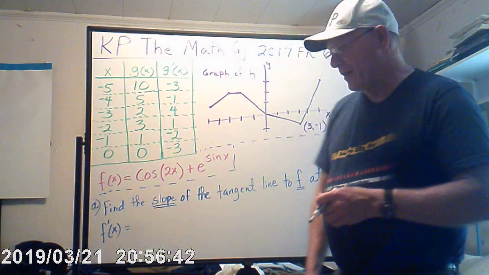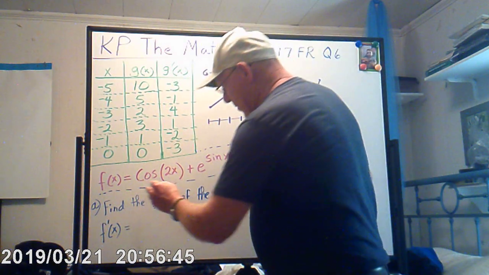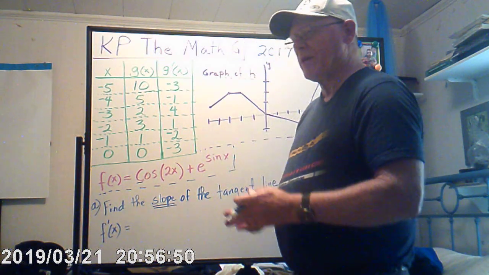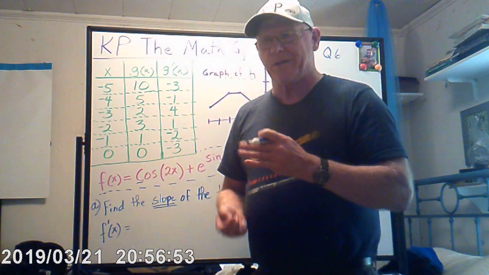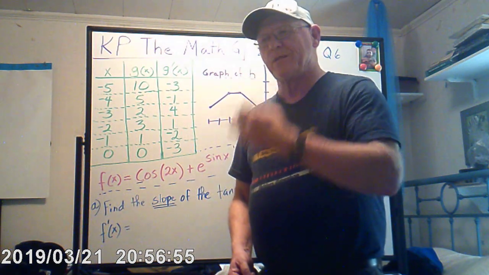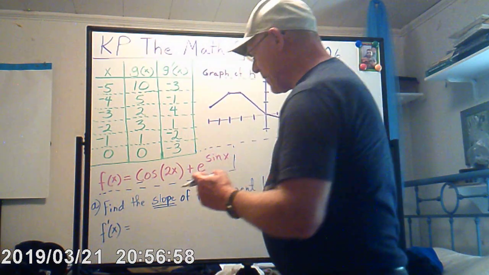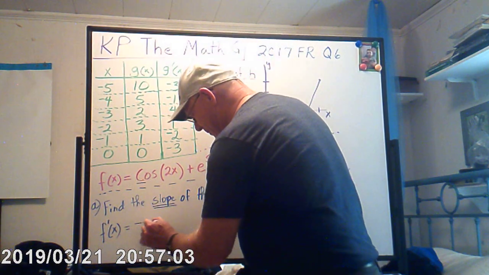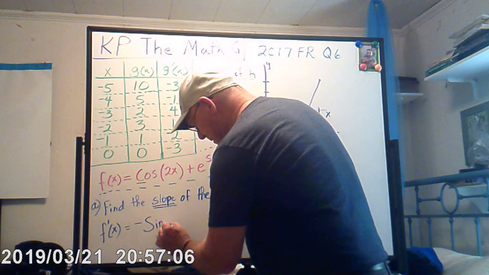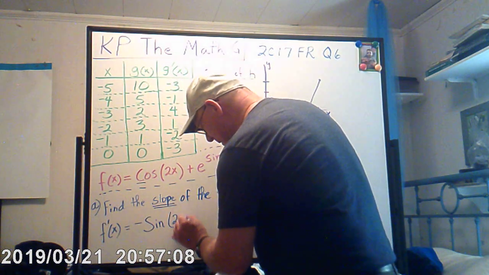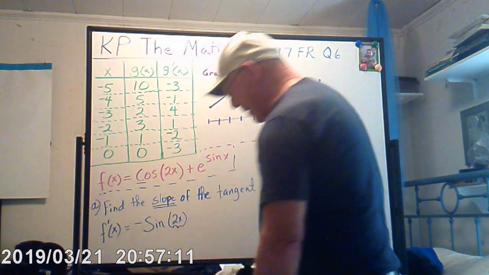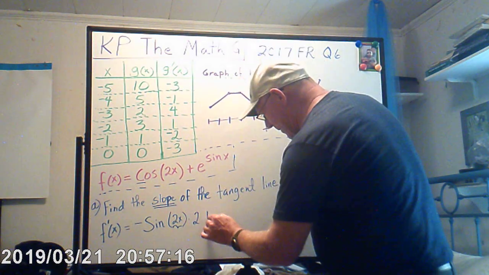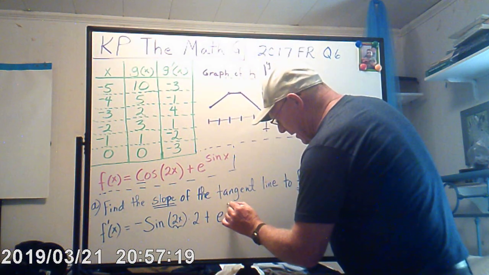Alright, so here's how we do it. Derivative of cosine, anything that starts with a C, remember the derivative is going to be negative, but the antiderivative of cosine is not negative, it's positive. It's working in the reverse order, isn't it? So this derivative is going to be negative sine of 2x. Now the derivative of 2x here is just 2, so you're going to do that. Keep going, so plus e to the sine x.